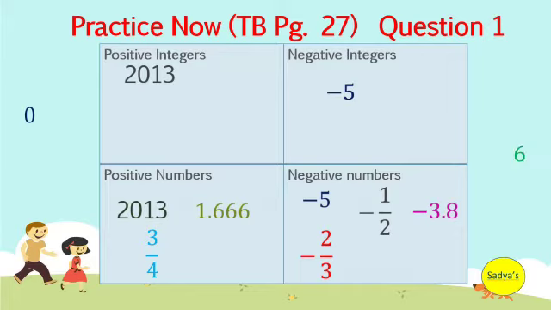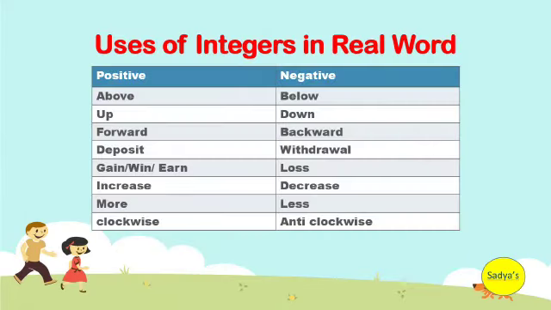6 is a positive number and a positive integer. Negative 17 is a negative number and a negative integer. The concept of integers, positive numbers and negative numbers is widely used in daily life.